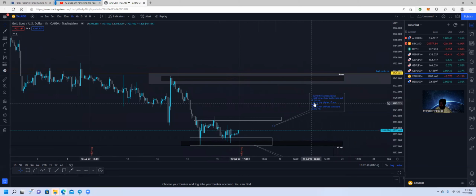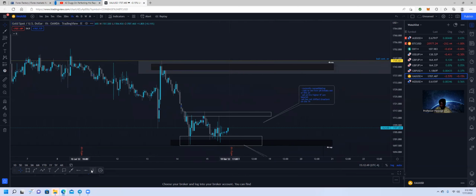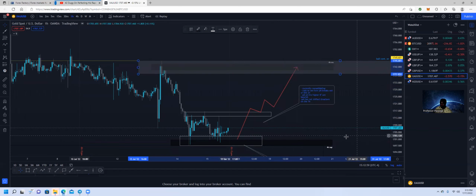Price action on the higher time frames is bearish. Price action has not shifted structure on the 1H, so ultimately could be looking for shorts from this area back to retest these lows until we see a shift of structure on the 1H. So until we see it close above here and stay above, then potentially we'll be looking for buys back into 4-hour resistance. So yeah, I don't really trade gold, but that's how I would look at it.